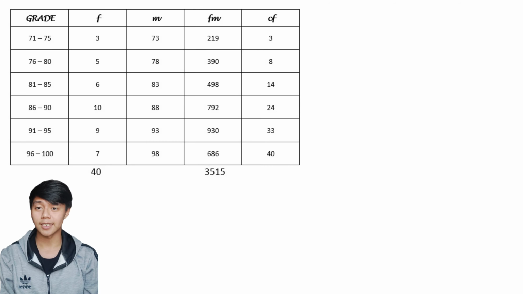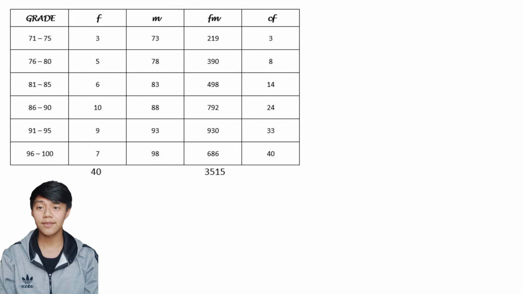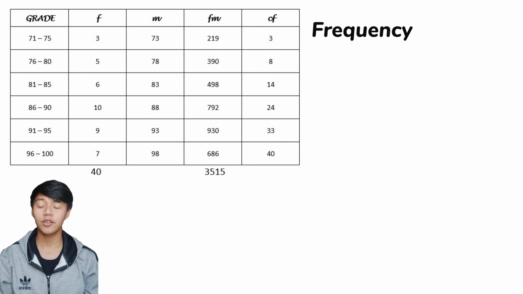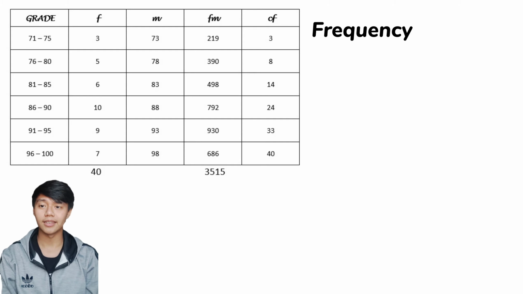This is a group dataset that we are going to use as an example. These are the grades of each grade 10 student in math. The grades start from 71 up to 100. The F stands for frequency. It's how many people are in each interval. In this case, it's how many people have that grade.